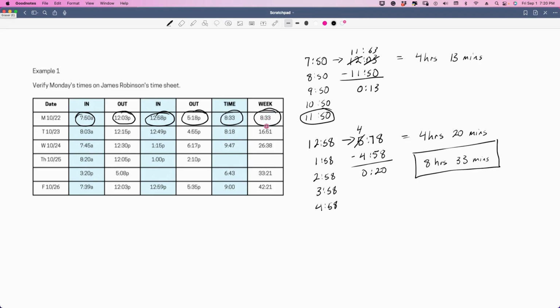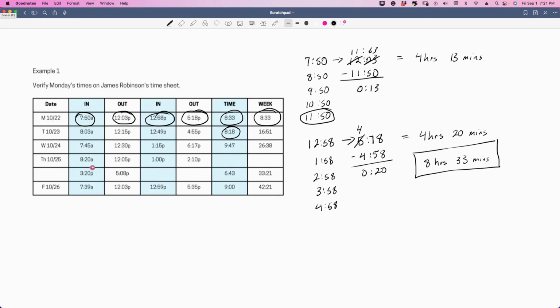If you look at this timesheet, you'll see that every time it gives them the total for the day. This gets added to the previous weekly number. So 8 hours and 18 minutes gets added to 8 hours and 33 minutes, and that gives us a total of 16 hours and 51 minutes. Then on Wednesday, he worked 9 hours and 47 minutes, and that got added to 16 hours and 51 minutes, and that was 26 hours and 38 minutes.